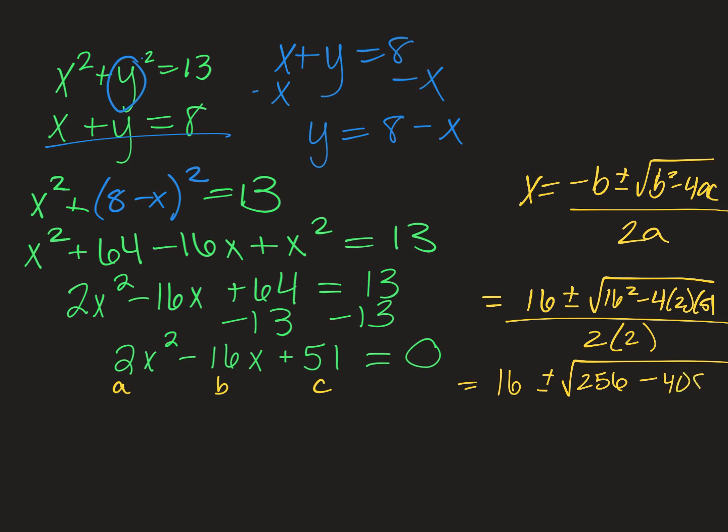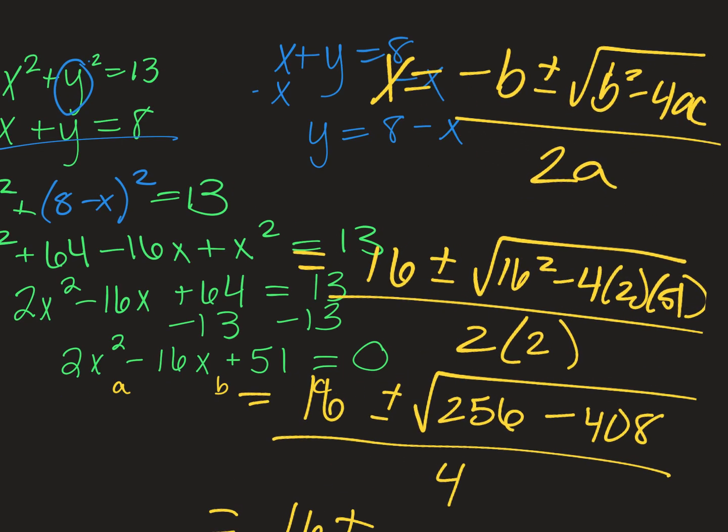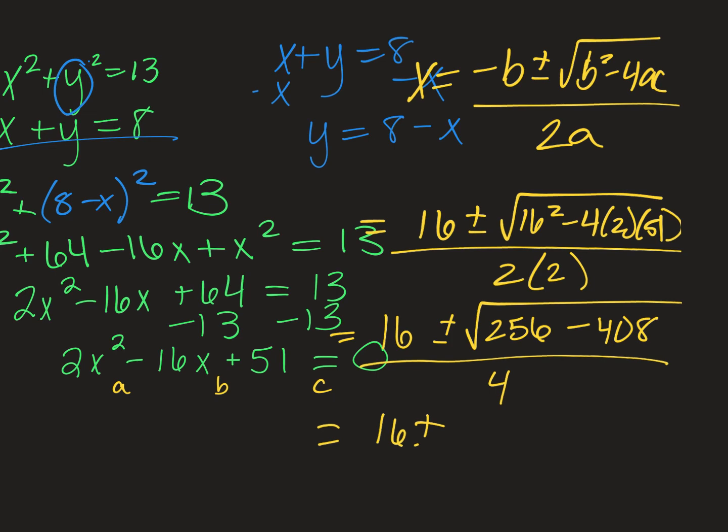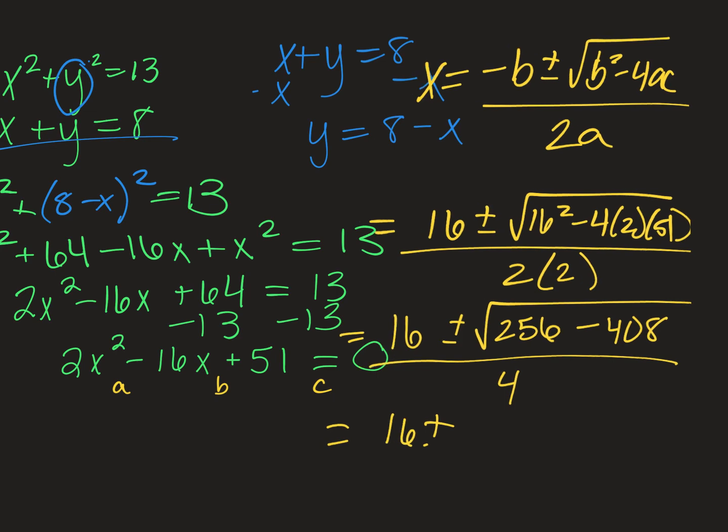What are those two numbers in the parentheses? 2 and 51. Can you zoom in on that part, you think? Yeah. Oh, yeah. Thank you. Yep. Yeah, 4 times 2 times 51.